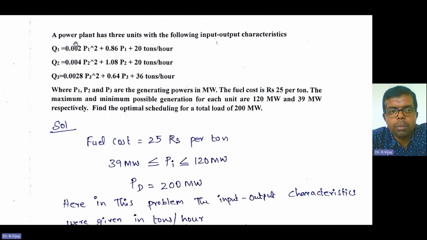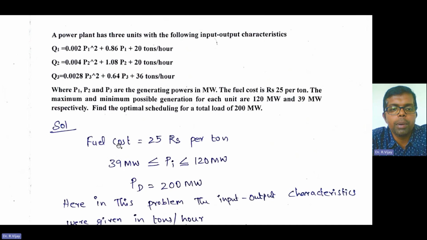By seeing this problem, you will get confused. Why? Because here Q1, Q2, Q3 are given. Q1 is nothing but the thermal coefficients, that is the coal equation in tons per hour. And the fuel cost is also given: rupees 25 per ton. So you simply need to multiply with this, and automatically your fuel cost function will come.